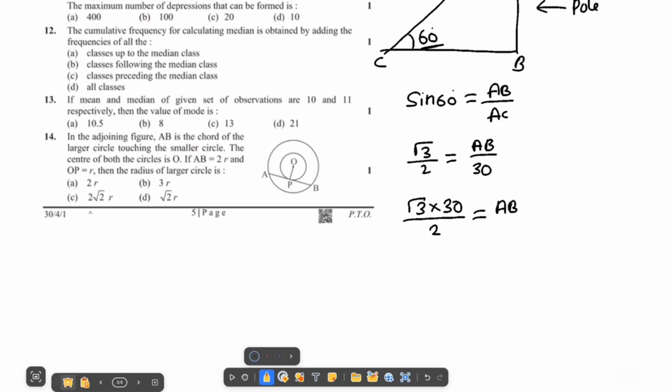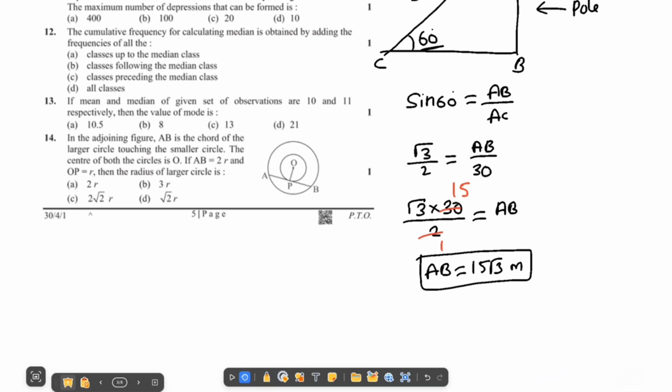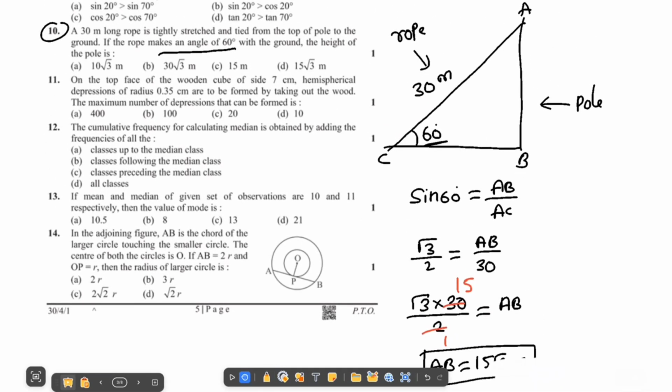So here cancellation is possible. 2 ones are 2, 2 15s are 30. So now we have AB is equal to 15 into root 3. So it is equal to 15 root 3 meters. So here the height of the pole is 15 root 3. So which option has this 15 root 3? Let's check. Option D has the correct answer. 15 root 3 is the correct answer and option D is the right answer.